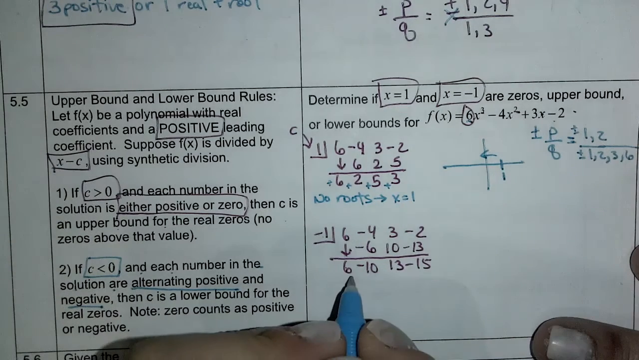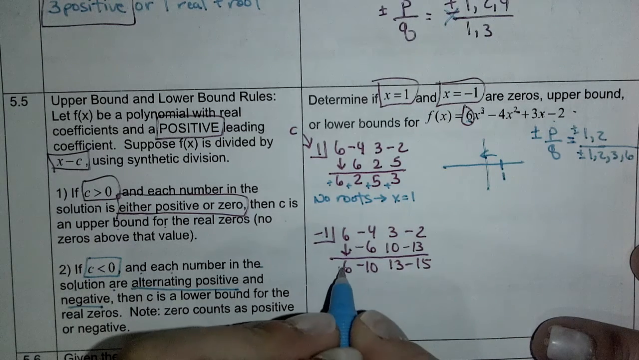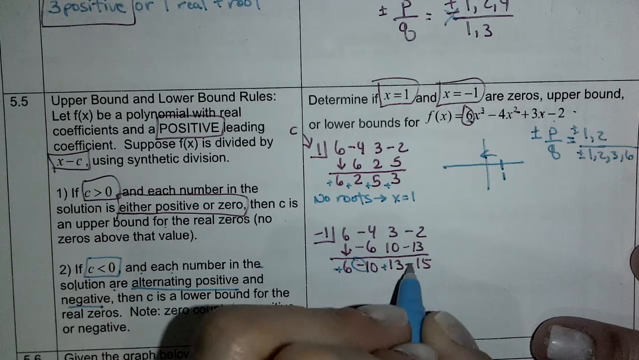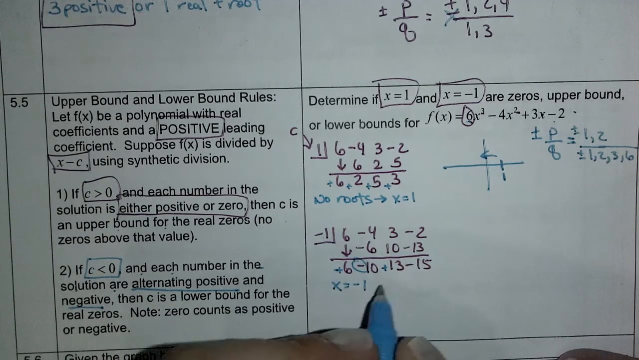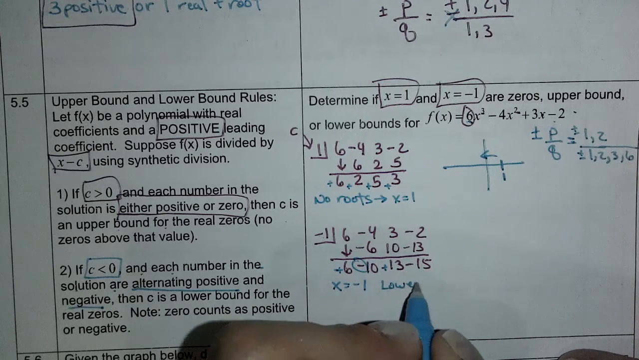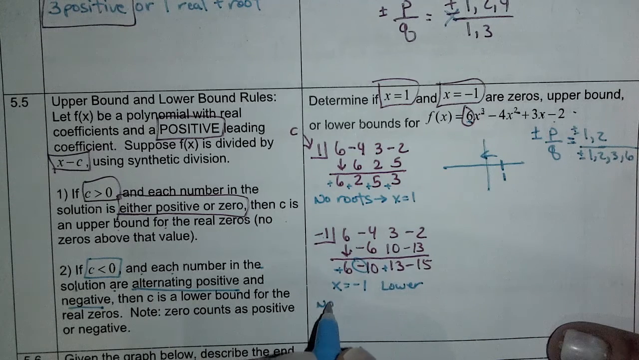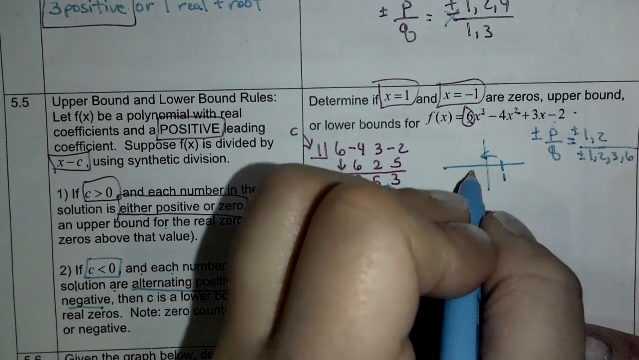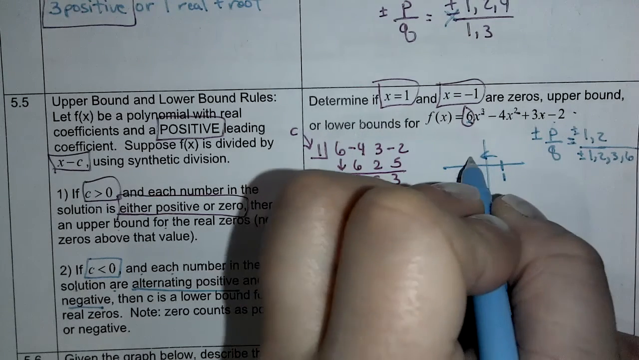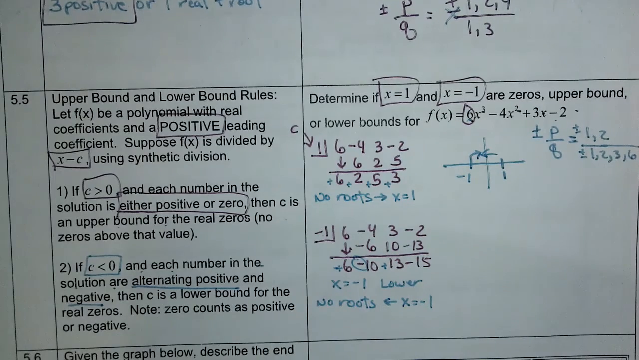So this was a plus, a minus, a plus, and a minus. That means x equals negative 1 is a lower bound. What that means is that there are no roots to the left of x equals negative 1. So all of our roots are going to be between those two numbers.